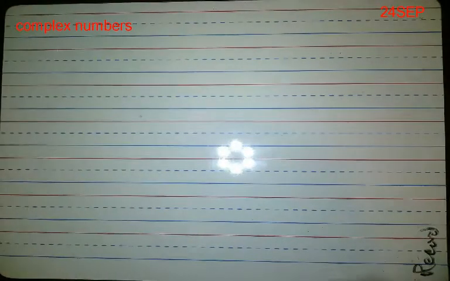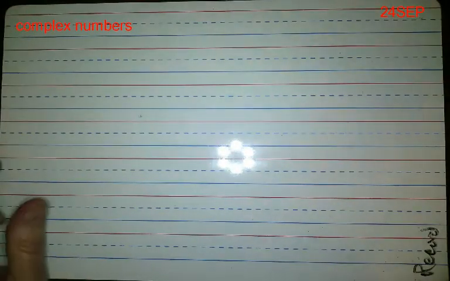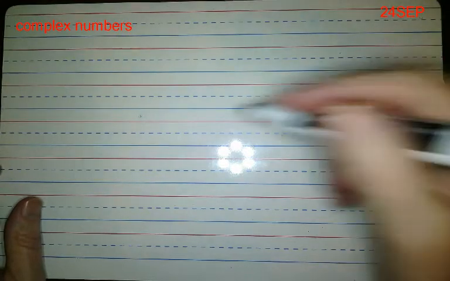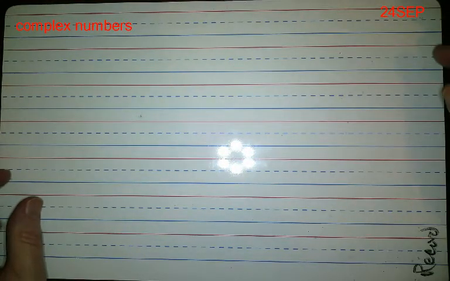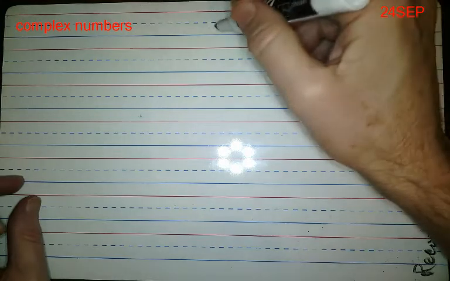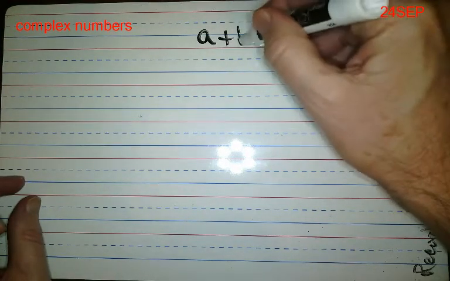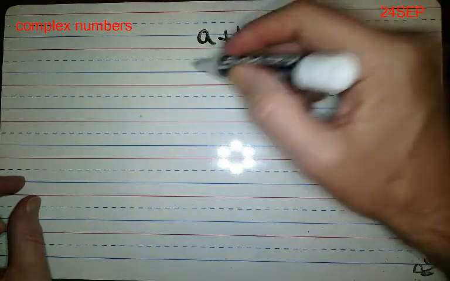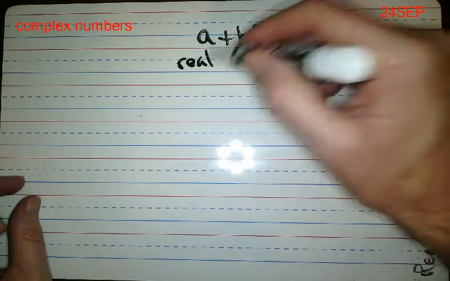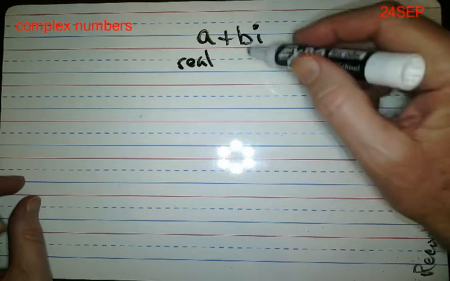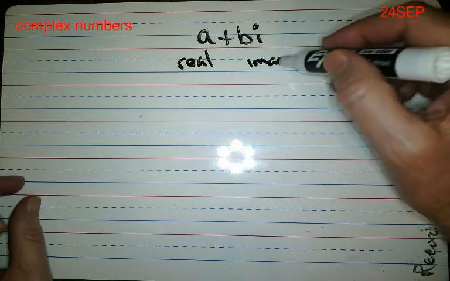Okay, Thursday the 24th. This homework is about complex numbers. What is a complex number, you say? Well, it's made up of two parts. A real part, that's this A, and an imaginary part.